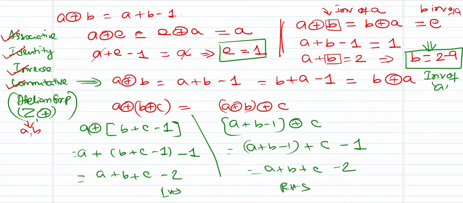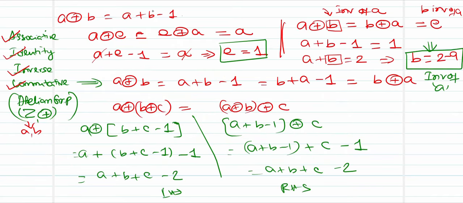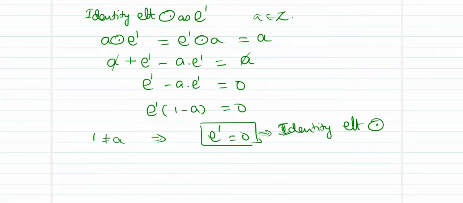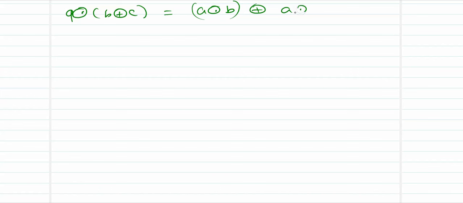So the last part which I need to prove is, what is the last thing? The distributive law. I have proved that with respect to dot circle, it is associative, has an identity, and is commutative. The last one is going to be the distributive law. If I prove the distributive law, then I am through. So what is going to be my distributive law? It is going to be A dot circle (B plus circle C), and this will be equal to (A dot circle B) plus circle (A dot circle C).